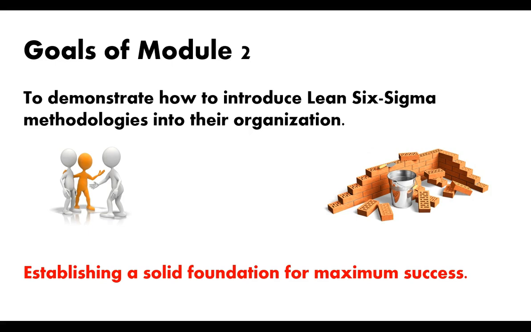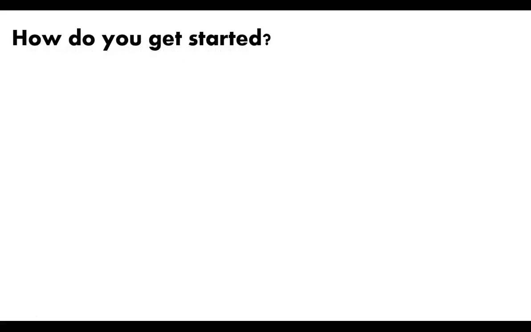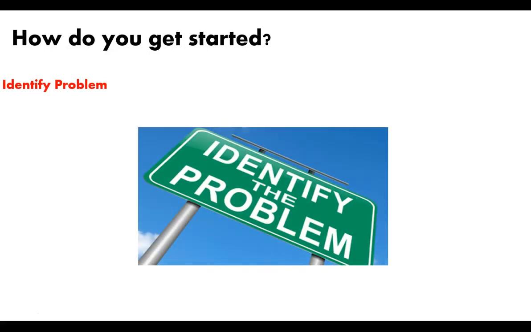There is a way to approach Lean Six Sigma so that it sustains and is adopted by the organization as a whole. There is an appropriate way to start it, but not everybody knows how. So in this module, we're going to go over some of the techniques, some of the tools, some of the methods of actually getting started on Lean Six Sigma. So exactly how do you get started with Lean Six Sigma?